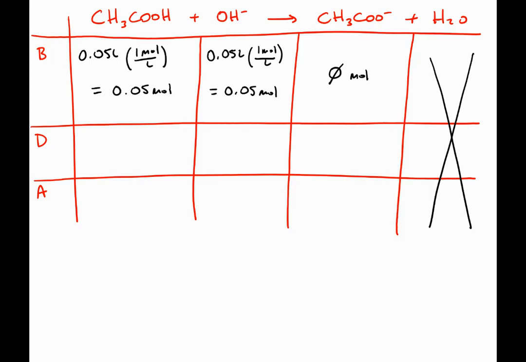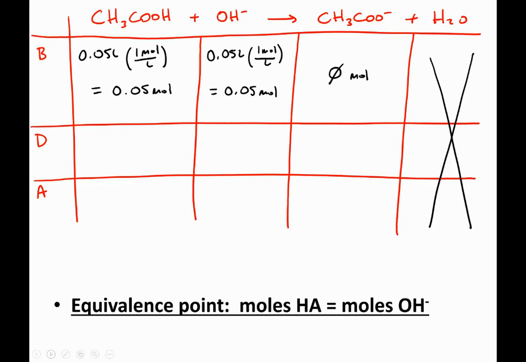Now, as we've done before, you'll need to figure out which of these two is the limiting reactant. But interestingly here, you have an equal number of moles of the acetic acid and of the hydroxide ion. This is called the equivalence point, where the moles of the acid equals the moles of the hydroxide ion. And because you have an equal number of moles of each, all of the acid is going to react with all of the hydroxide ion. Both are the limiting reactant. Both completely wipe one another out.